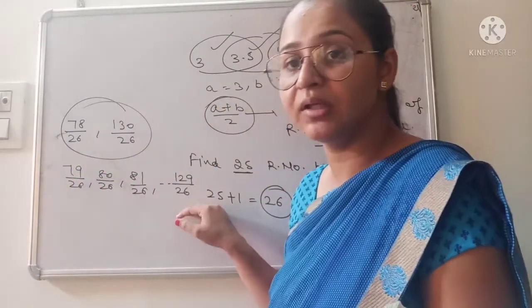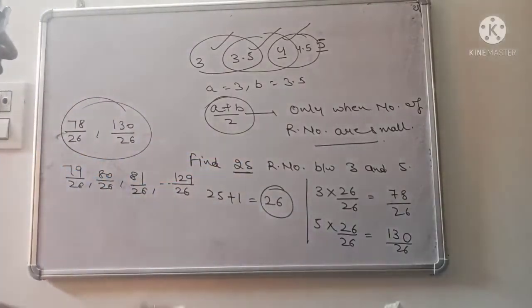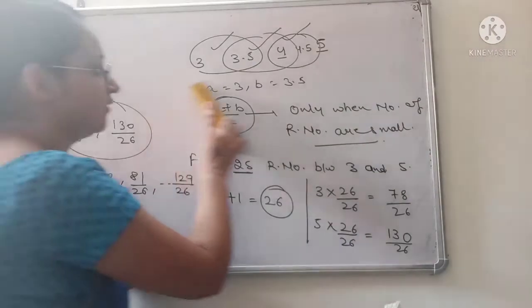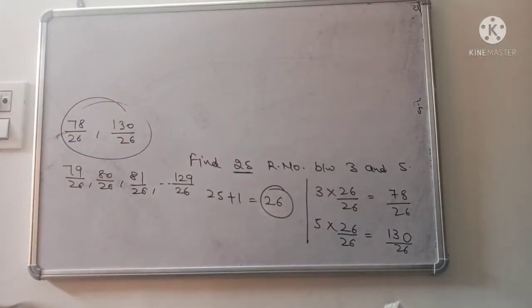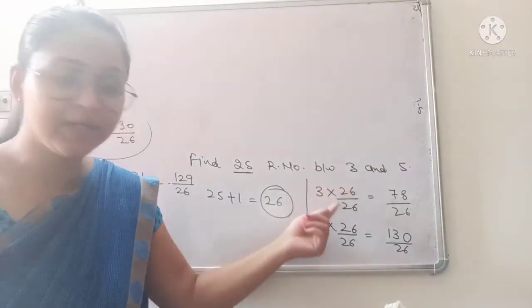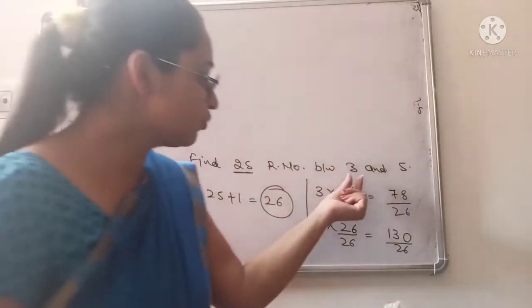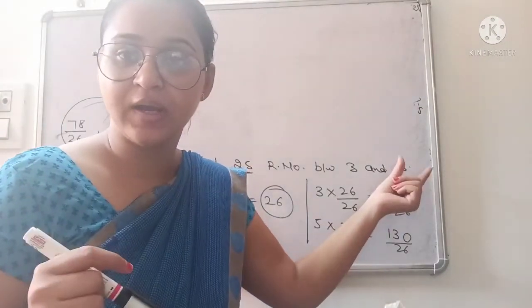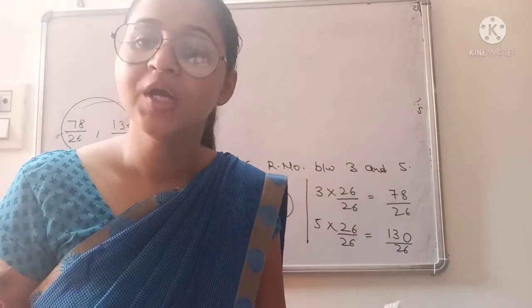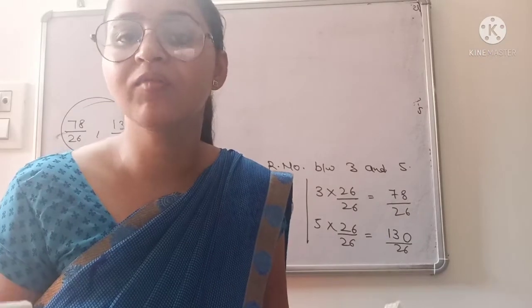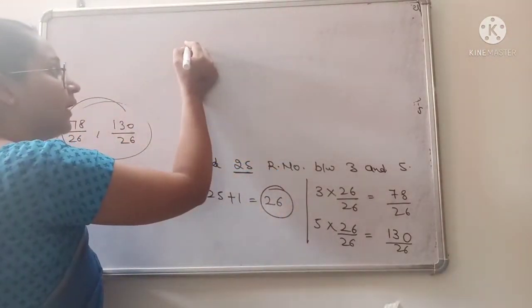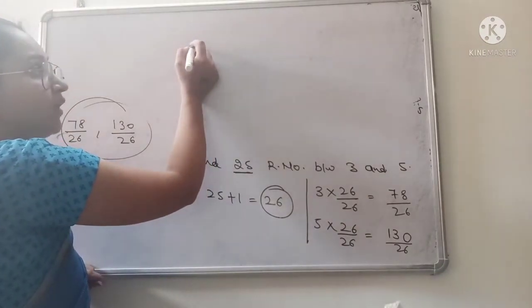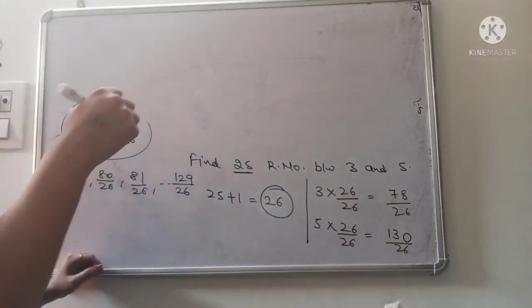So this is the second method, and the third method that we can apply here is, see, we have to find 25 rational numbers. So if you are not going to multiply and divide by 26, what will you do? You will just make your numbers larger. And how can you make your number larger? You can multiply the given number by 100, or by 10, or by 1000.